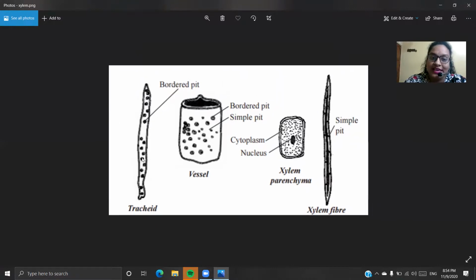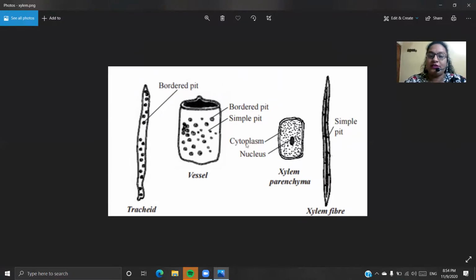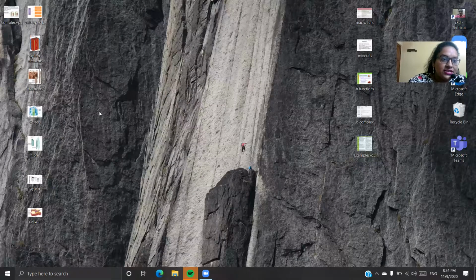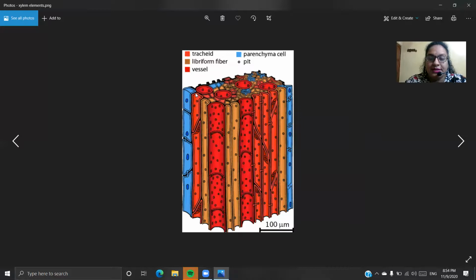So we have tracheids, we have vessels, which are dead ones, which have xylem fibers, which are giving a mechanical support to this tracheary system. Xylem parenchyma is going to help in storage of the materials. Now just let me show you how actually this xylem system is going to be built up inside the stem, okay. So this is going to be togetherly the xylem elements which have been present.